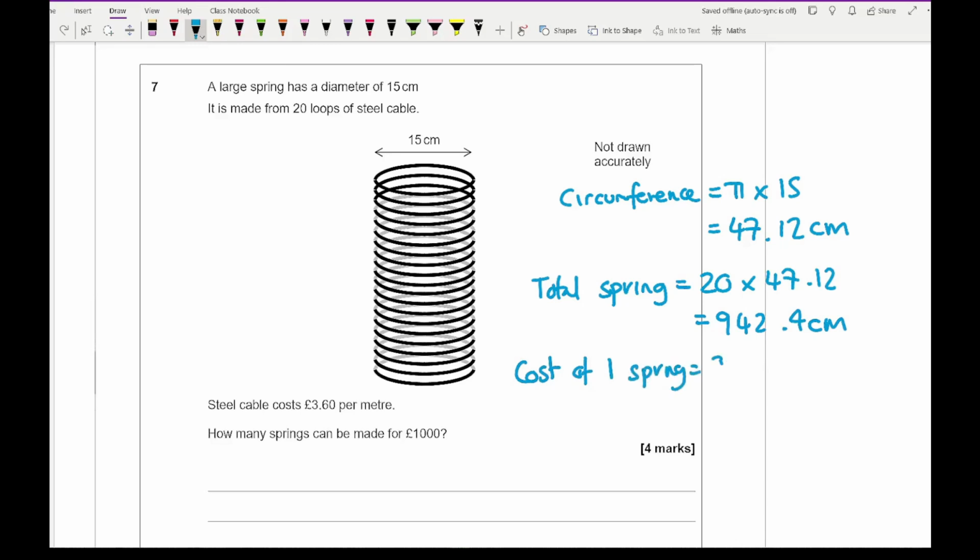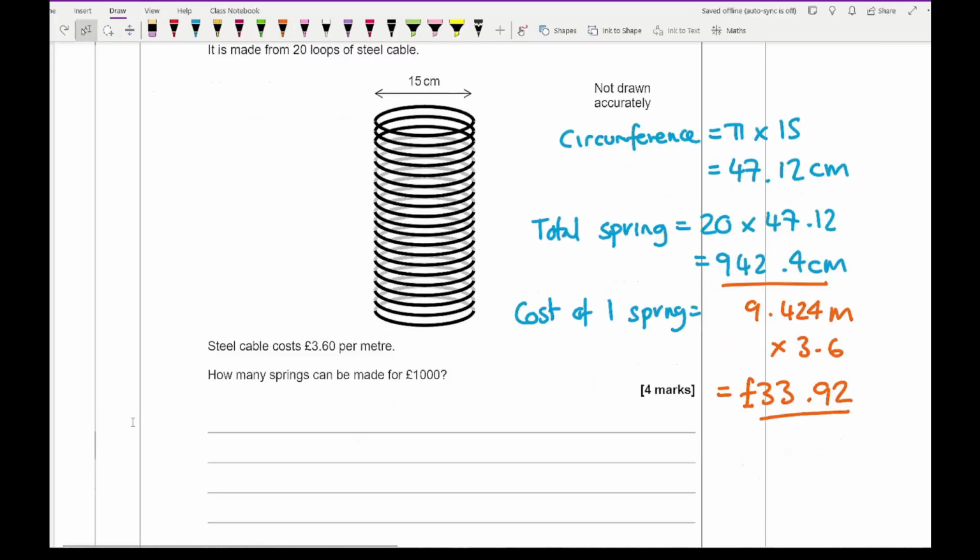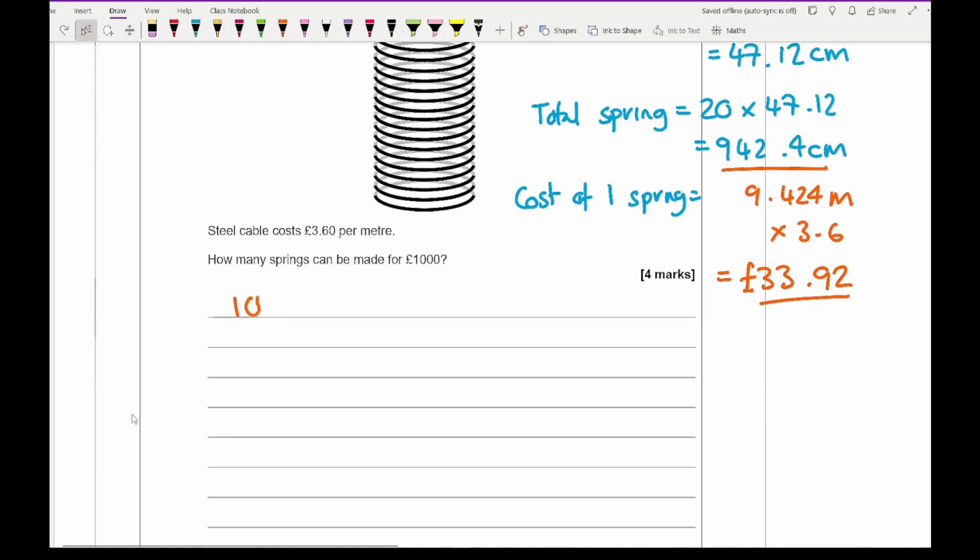So that's going to be £3.60 multiplied, well, it's per meter, so if I convert this length into meters, that's going to be 9.424 meters. So the cost of that, if I multiply that by £3.60, is going to come to a total of £33.92. So then all I want to do is divide 1000 by 33.92.